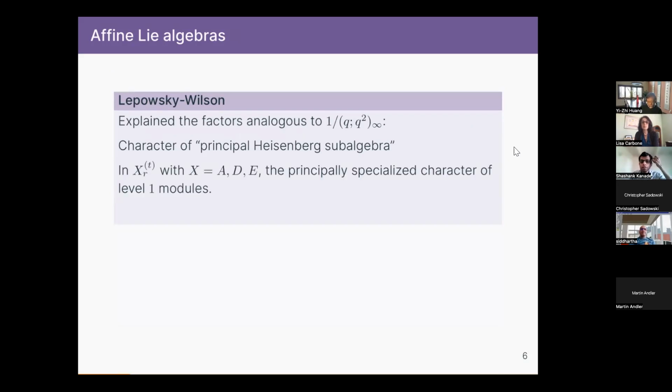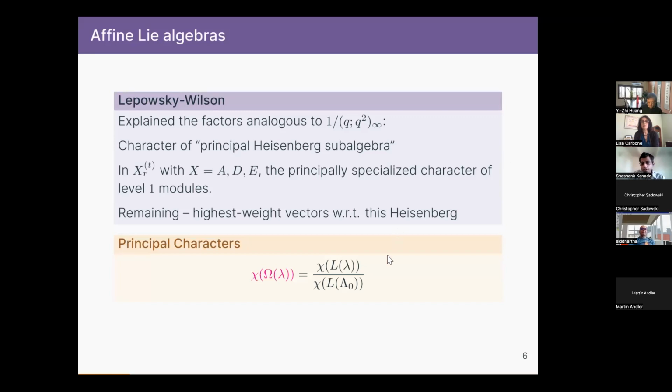And in the case where your affine Lie algebra essentially comes from type ADE, then this character is also the principally specialized character of the basic modules. And really the interesting bit is in the remaining stuff, which is the highest weight vectors with respect to this principal Heisenberg. Okay, so the real object of study for this talk today would be that remaining stuff, the highest weight vectors with respect to the Heisenberg.